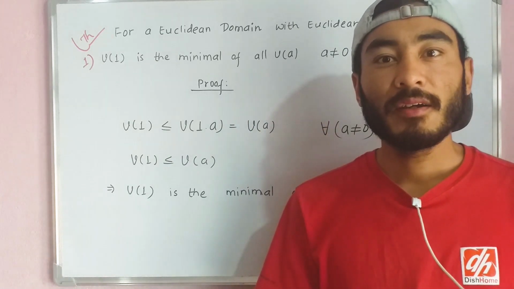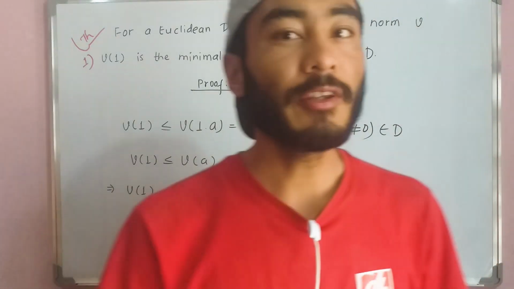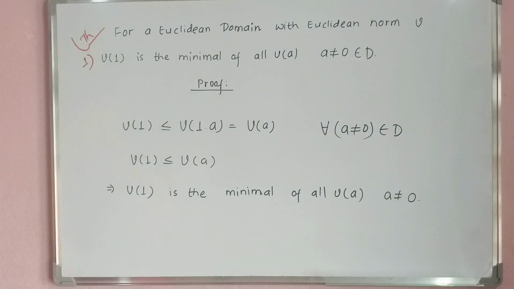Hi guys, in this video we discuss arithmetic of Euclidean domain. First we have a theorem. For Euclidean domain D with a Euclidean norm V, the first statement is norm of 1 is the minimal of all norm of A, A not equal to 0, belongs to D.